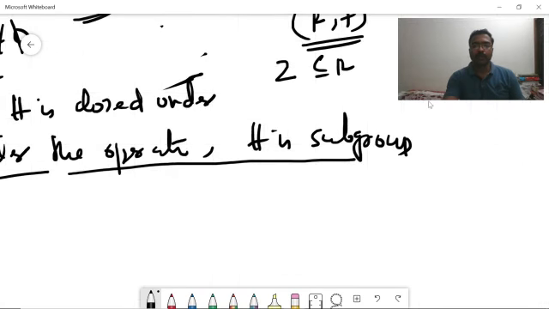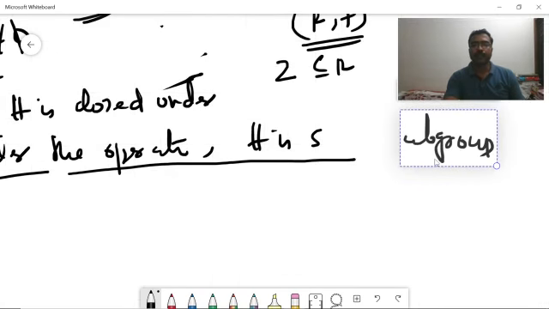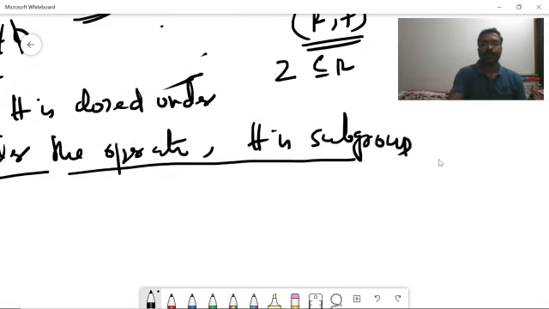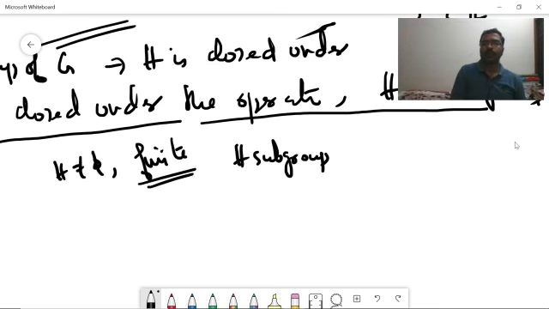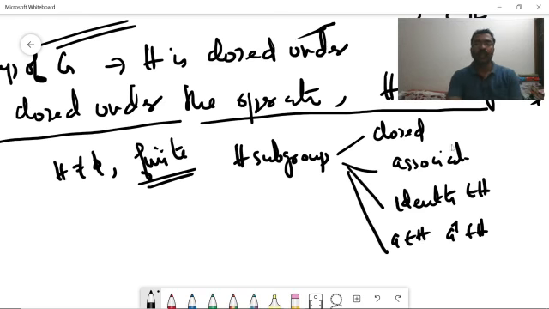So what are the details we know about H? Basically, H is non-empty and it is finite. Now we have to show that H is a subgroup. So what all conditions should we show? In order for H to be a subgroup, it should be closed. It should have the associative property. There should be an identity element in H. And for every a in H, I have to find an a inverse in H. So these four conditions should be satisfied.